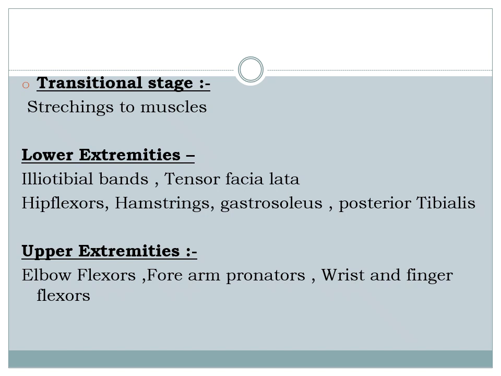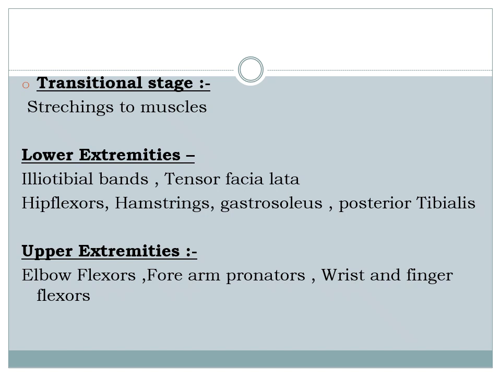Then the second stage, the transitional stage: stretching of the muscles. There is tightness in the muscles, so we focus on stretching to relax them and prevent tightness. In the lower extremities, the muscles that can tighten are the iliotibial band and tensor fasciae latae, hip flexors and hamstrings, gastrosoleus and the posterior tibialis. We focus on stretching them.